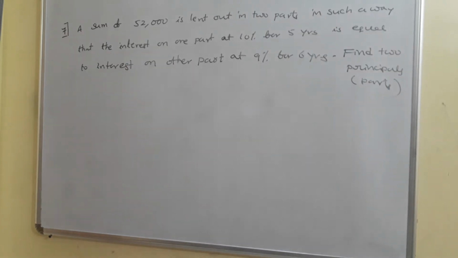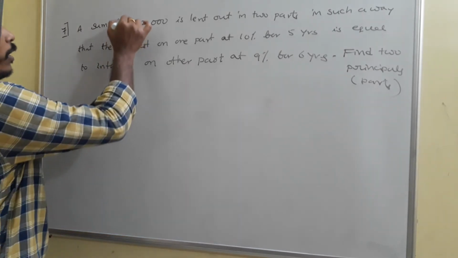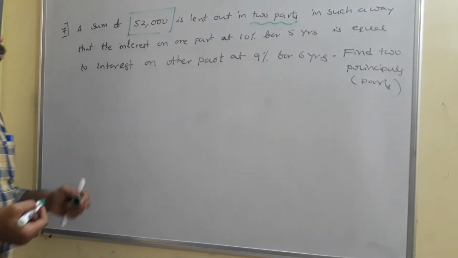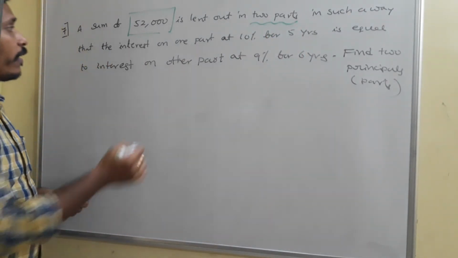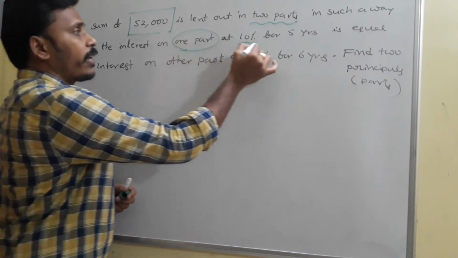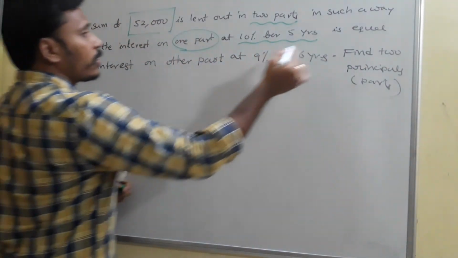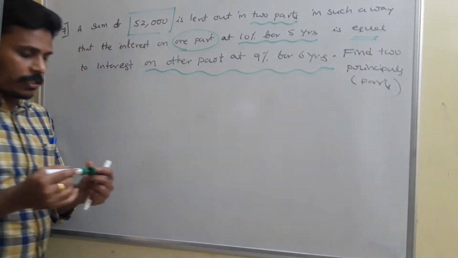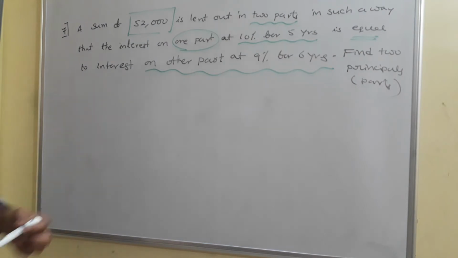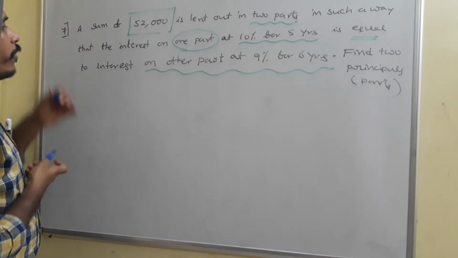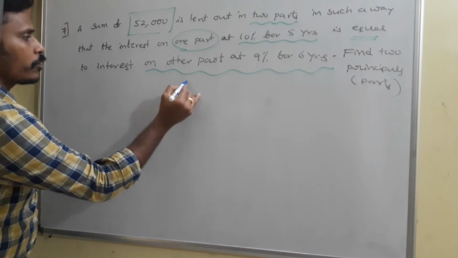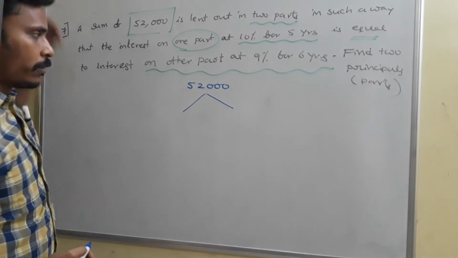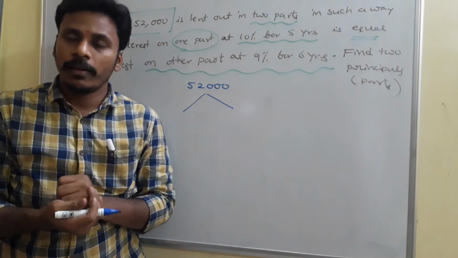Totally there is an amount of 52,000 rupees, and it is lent out in two parts. We need to divide it into two parts in such a way that the interest on one part at 10% for 5 years is equal to the interest on the other part at 9% for 6 years. Think about it. Initially we have 52,000 rupees, and we need to split it into two parts. We don't know those two parts.